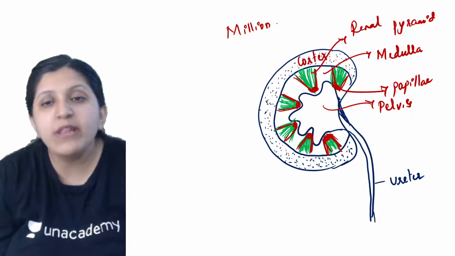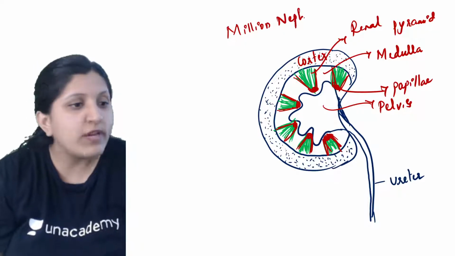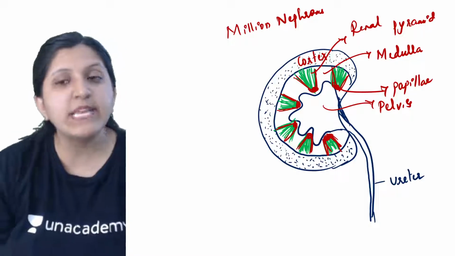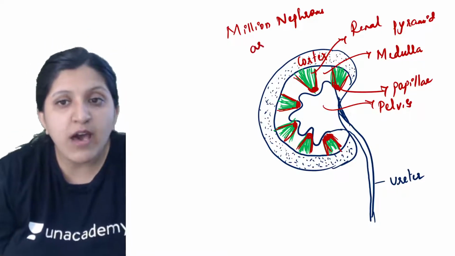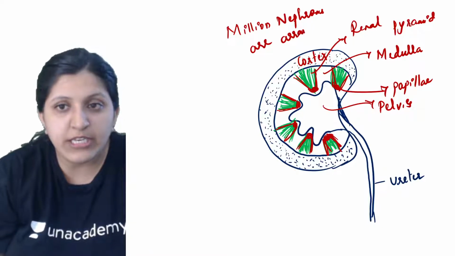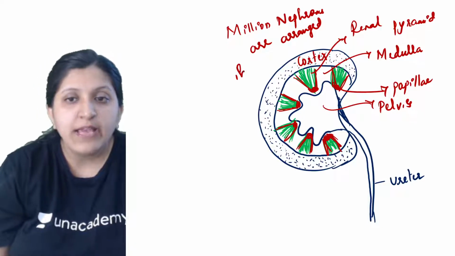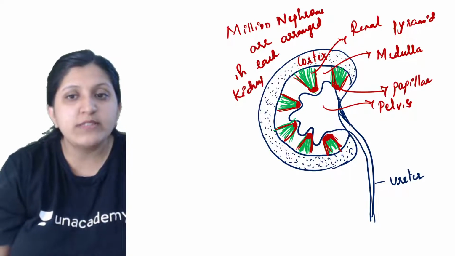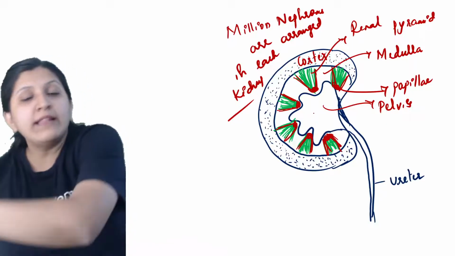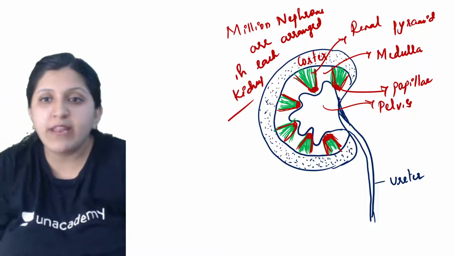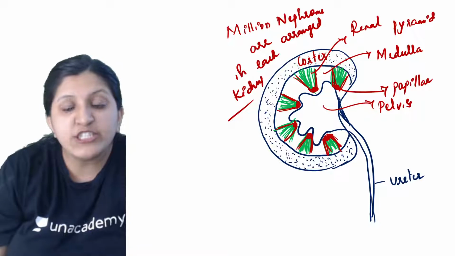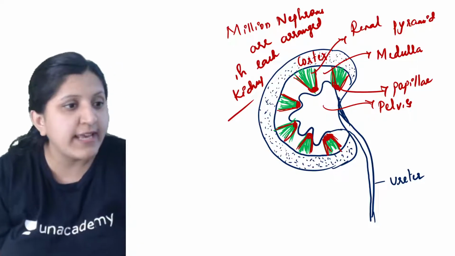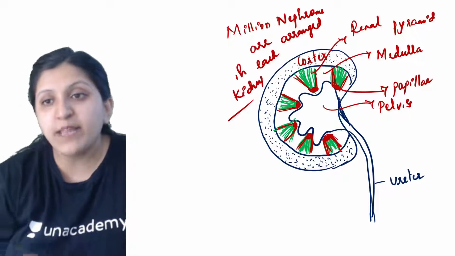So what is the alternate name given for these nephrons? Anybody? Million nephrons are arranged in each kidney. Now the other kidney also will have a million nephrons. That is how the arrangement of these gives a dotted appearance and line-like striations in the cortex and the medulla region.